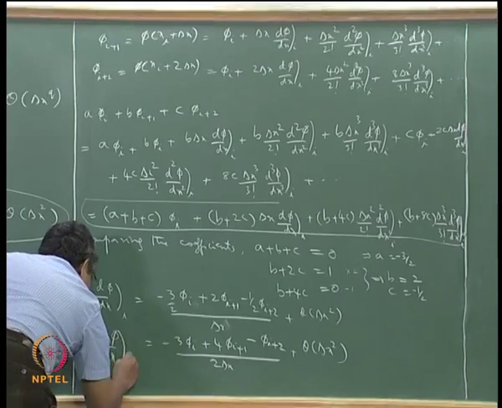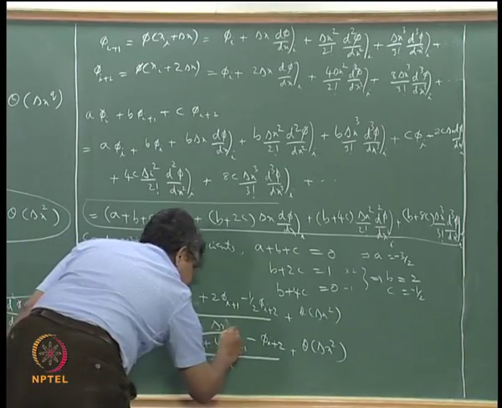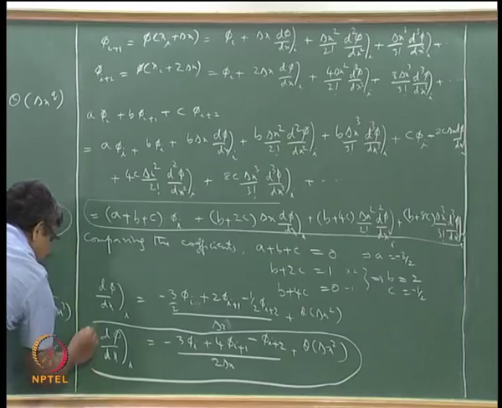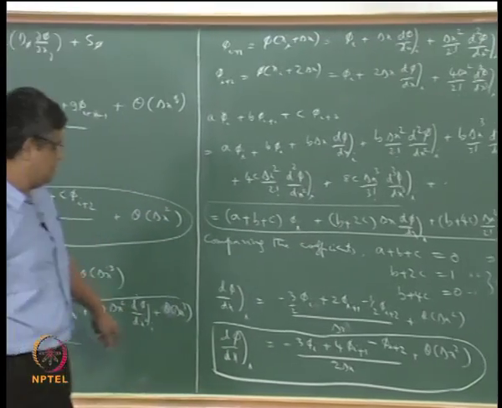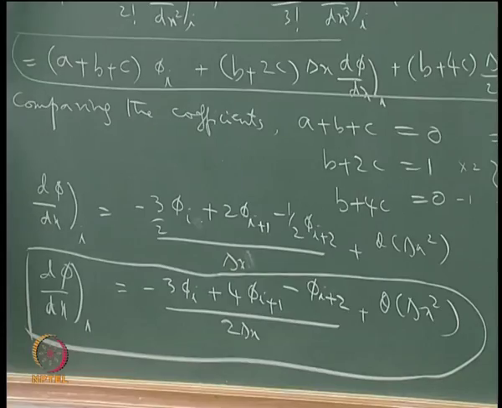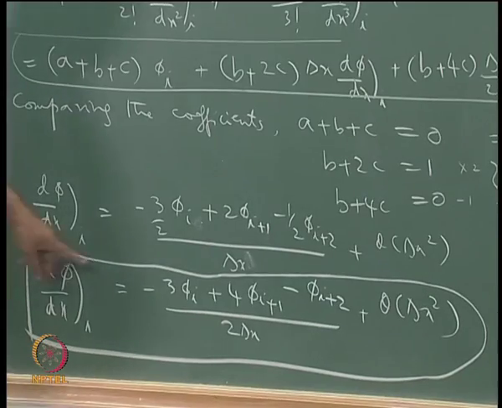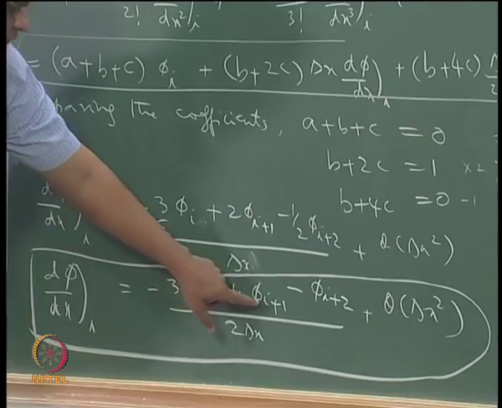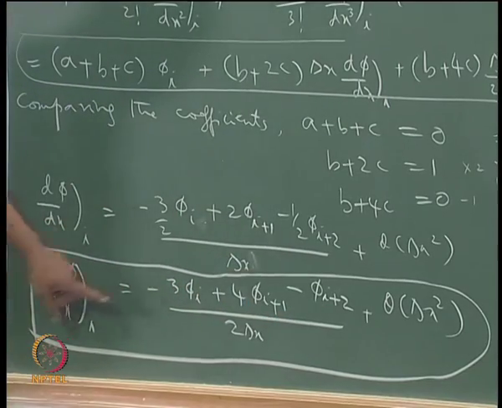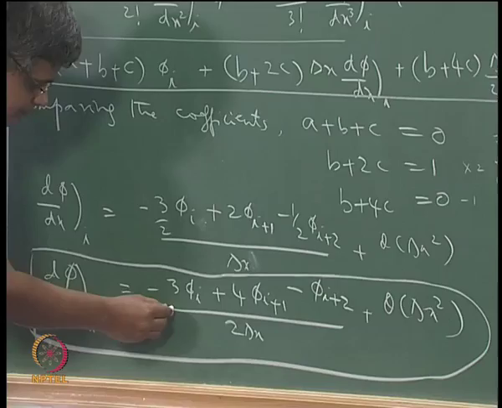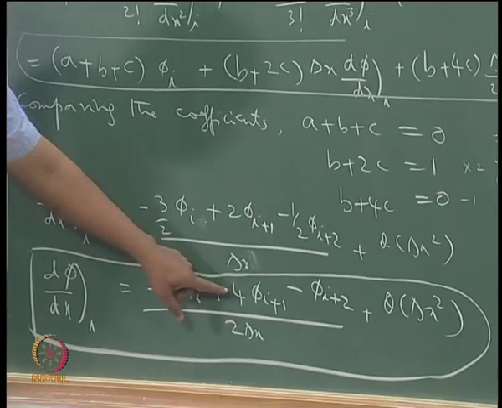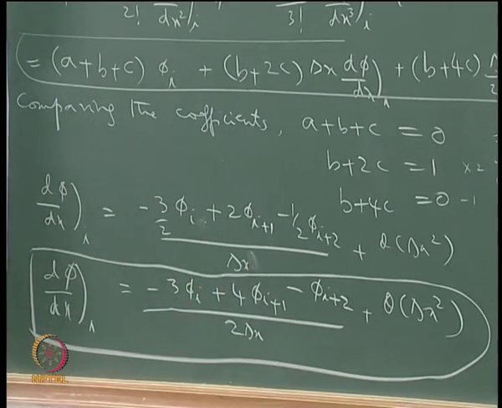This is the one-sided forward differencing approximation for the first derivative of second order accuracy involving 3 points phi I, phi I plus 1 and phi I plus 2 with coefficients of minus 3 plus 4 and 1 minus 1 and the whole thing divided by 2. Okay, so these are the 3 coefficients.